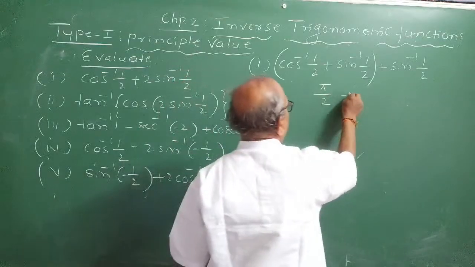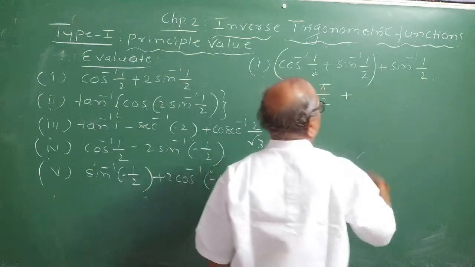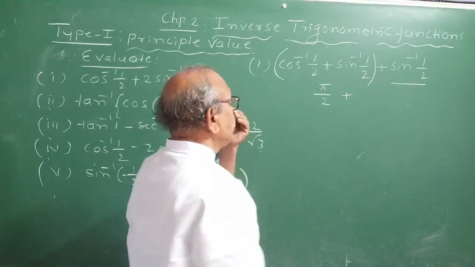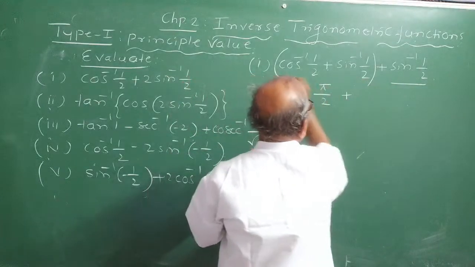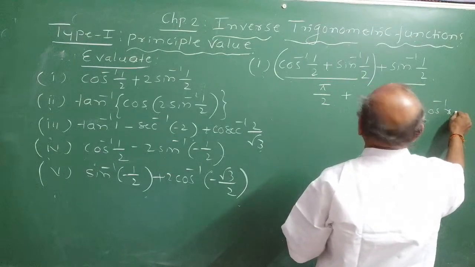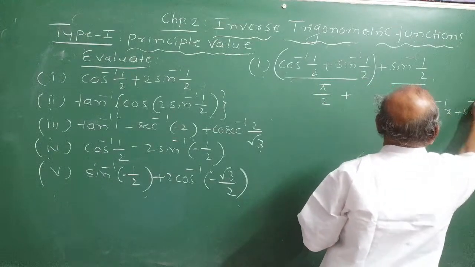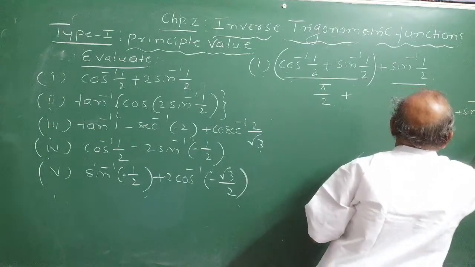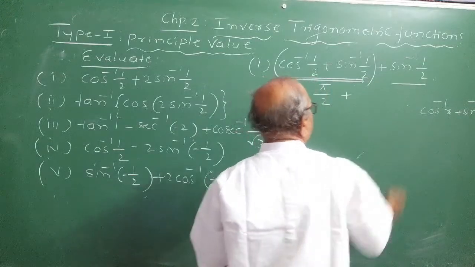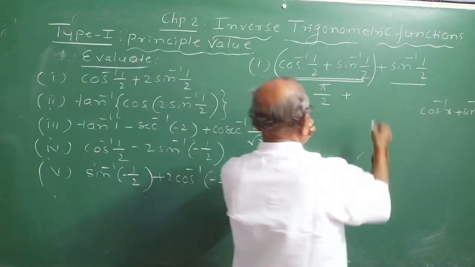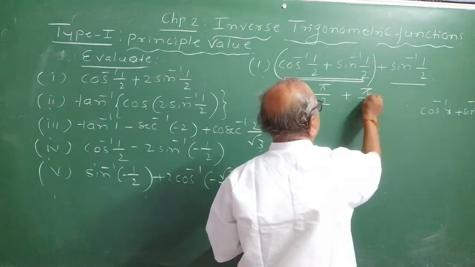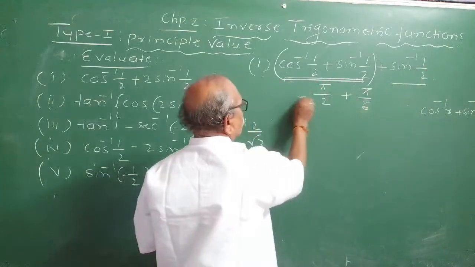Plus the principal value of sin inverse 1 by 2. For what angle of sin do you get 1 by 2? You must know the principal value is 30 degree. This is an identity. Which identity? That is cos inverse x plus sin inverse x is equal to pi by 2. I am using this identity. We proved it in the previous classes. The principal value of sin inverse 1 by 2 is pi by 6. Sin 30 is 1 by 2. The value is pi by 6.